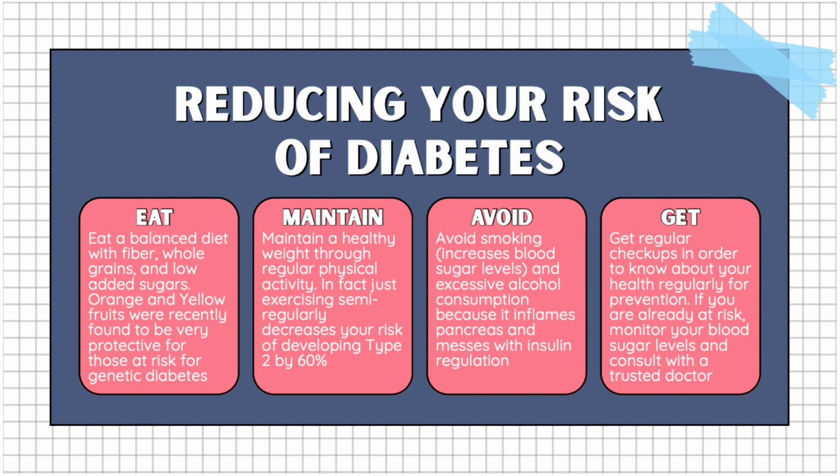You want to maintain a healthy weight through regular physical activity, and in fact, just exercising semi-regularly decreases your risk of developing type 2 diabetes by 60%. Other things you can do are avoid smoking, because smoking increases blood sugar levels, and avoid excessive alcohol consumption, because that inflames the pancreas over time, and it messes with insulin regulation.